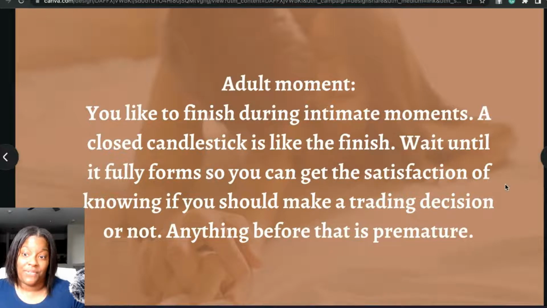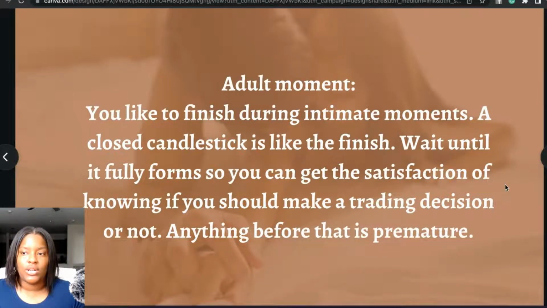Everyone here should like to finish in their intimate moments. Okay. If you don't finish, you may not feel good, right? Or you're still excited, or you're still waiting for that big O, right? I think that a candlestick is just like that. Anything before it is just premature, okay? And I like to relate trading with different things, but that's how I feel about open candlesticks.